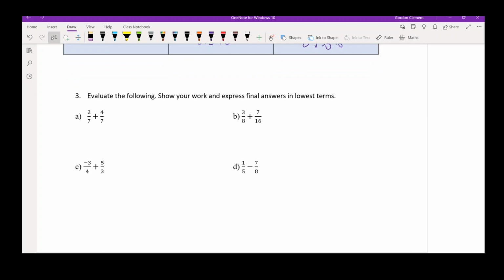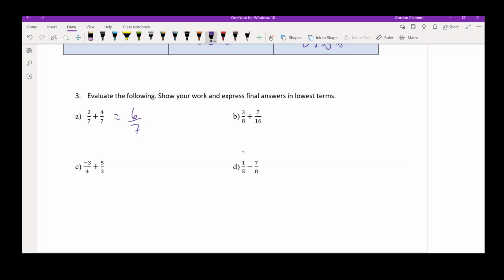So this question 3 has adding and subtracting fractions. Adding and subtracting fractions, you need to have a common denominator, which we do in the first one, 2/7 plus 4/7. Once you have the common denominator, you add the tops, and the bottom stays the same. So we get 6 out of 7. You have 2/7 and 4/7. You have a total of 6/7.